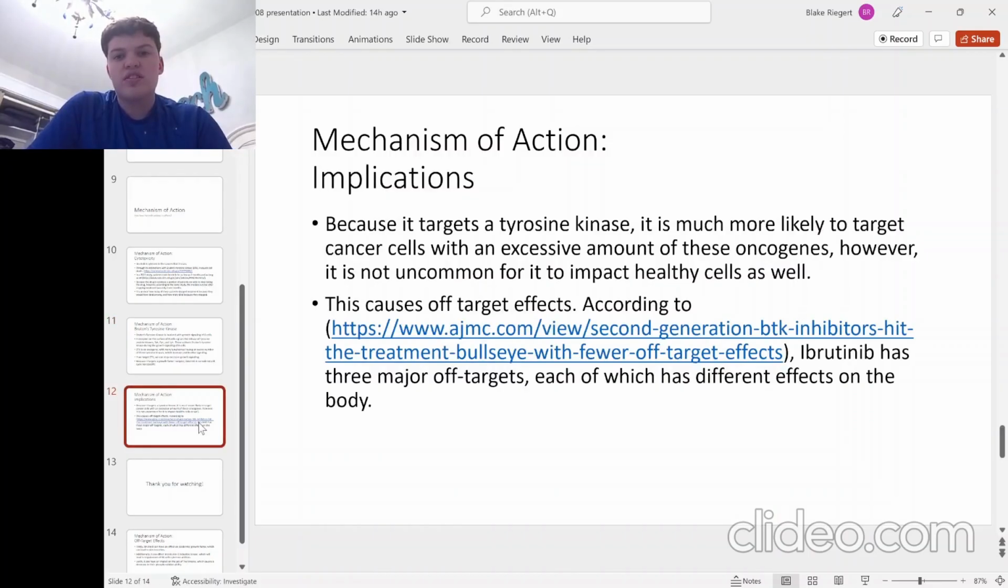Because it targets a tyrosine kinase, it is much more likely to target cancer cells, but ibrutinib can still target healthy cells, which do not have the excessive amount of oncogenes. This would cause off-target effects, and according to this study, ibrutinib has 3 major off-target effects, which have different effects on the body.